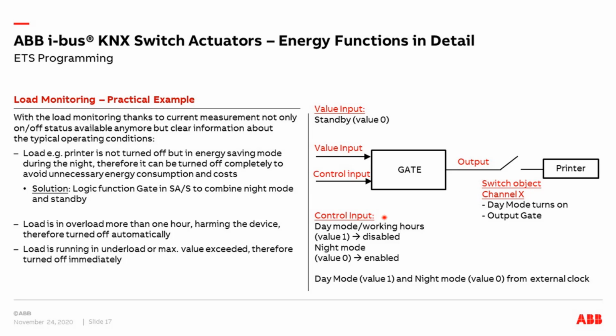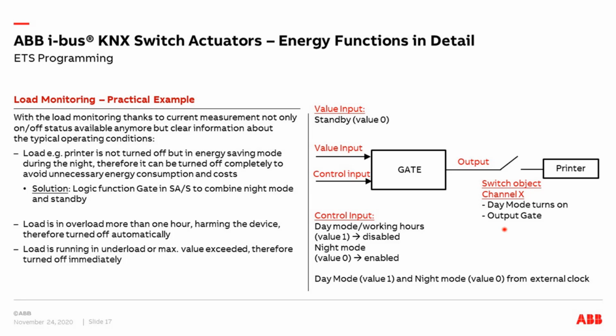What does it mean? The control input to enable and disable the value telegram is the day or night mode. This should come from any external clock. It's not a problem in KNX. Then if it's enabled, meaning we have night mode and the printer is in standby mode, this is a feedback from our load monitoring. This value 0 will be sent through the gate to the output and it will turn off the printer automatically. So if you are working longer and the printer is still active, and night mode comes, nothing happens, you can continue to work.